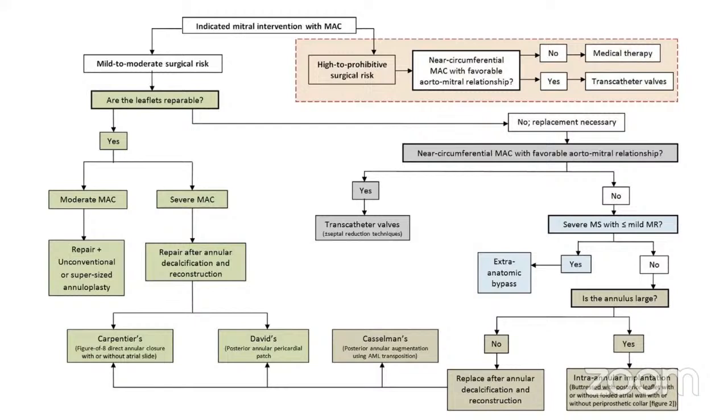In the case of leaflets that cannot be repaired and you go for replacement, then you have the option of transcatheter or surgical. There is also a technique that can be used in patients with severe mitral stenosis with less than mild MR, which is the extra-anatomic bypass. If not, then you will just do the replacement later.